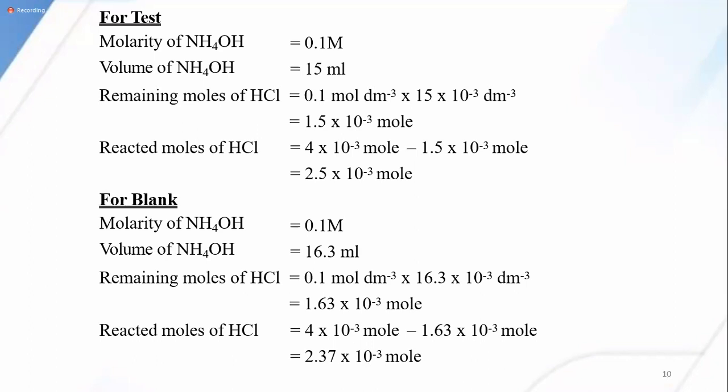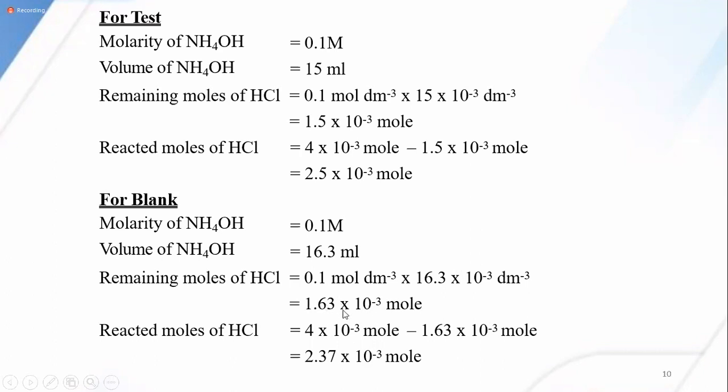Yes, ma'am. Okay. Likewise, you have to do it for the blank test. The molarity is the same, 0.1 M. Here the volume of ammonium hydroxide is varying. This is also the average volume, 16.3 milliliter. To find out the remaining amount of HCl, you have to multiply the concentration into volume. Then you get the answer 1.63 into 10 to the power minus 3.